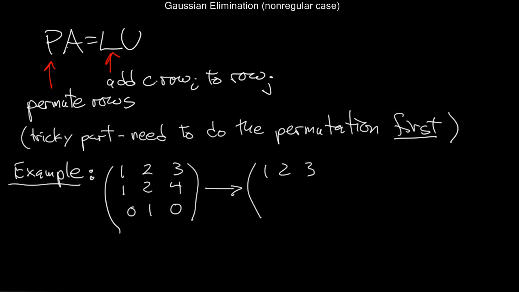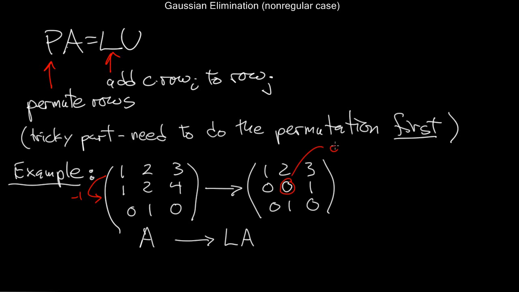So you use that to kill the one underneath it, by adding minus the first row to the second. And you get this. And now we're in the situation where we have a zero pivot, this zero right in the middle here. So what I've done is this is an L. I've taken A to L times A, where L corresponds to this row operation.